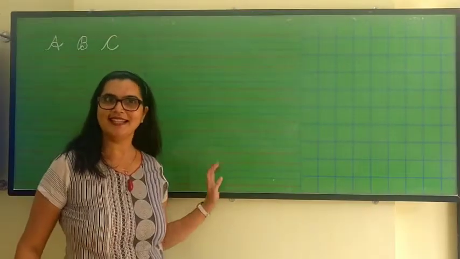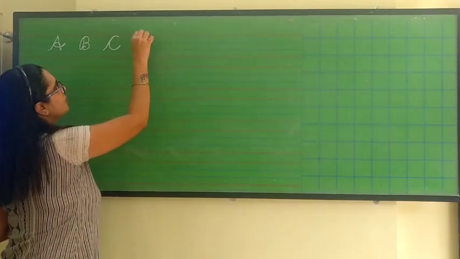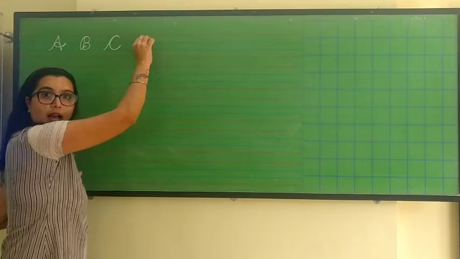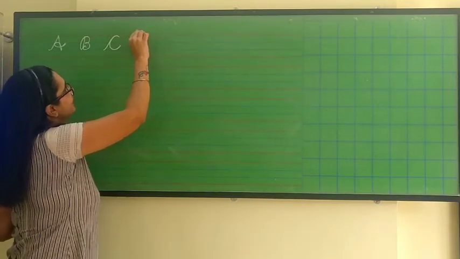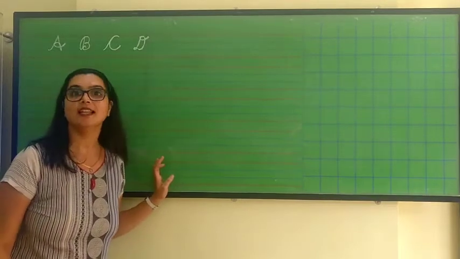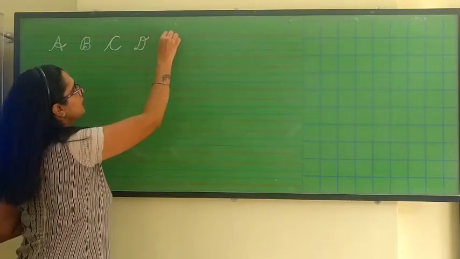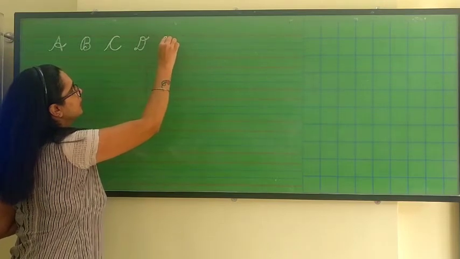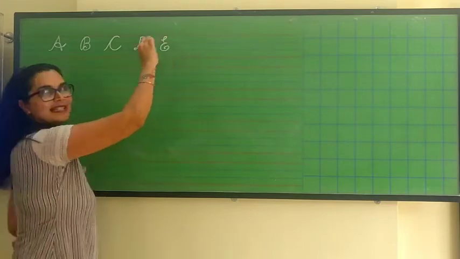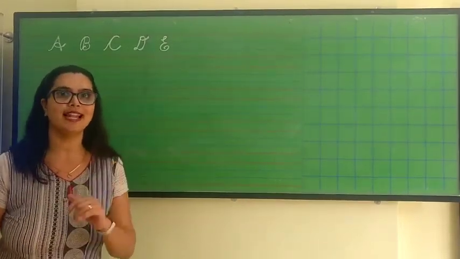Now let's see cursive capital D. So we're going to make a slant line down, turn, go up, and then turn inside. This is D. Now let's write E. One turn here, one turn here, and one turn inside. This is cursive E. Children, keep on tracing the letters.